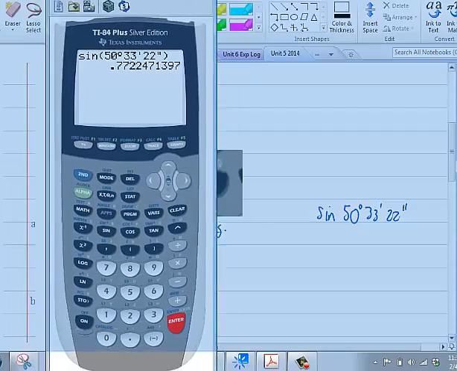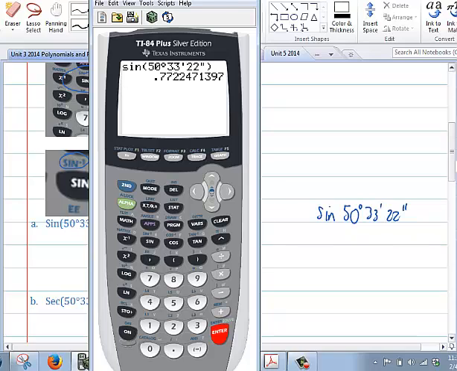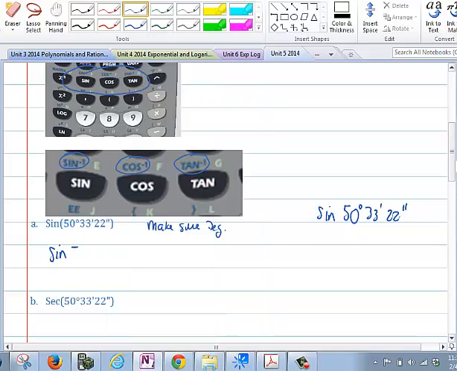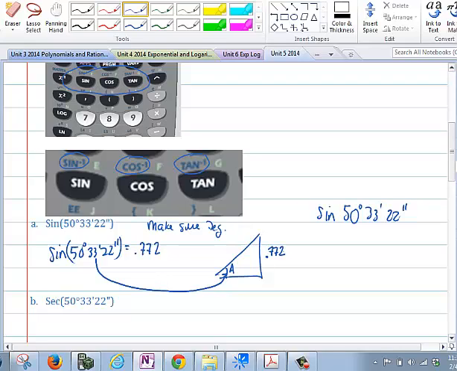Now that is an inexact ratio, it's approximated, so it says 0.772. So when you say the sine ratio of 50 degrees, 33 minutes, 22 seconds is equal to 0.772, what you're basically saying is, if this is that angle, which I'll label A, that ratio says the opposite side is 77.2%, or 0.772, where the hypotenuse would be 1. And you can figure out what the other sides would be using the Pythagorean theorem or other trig ratios.